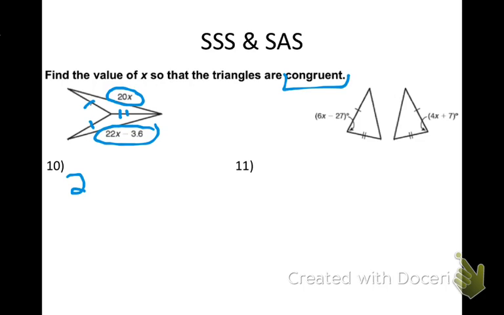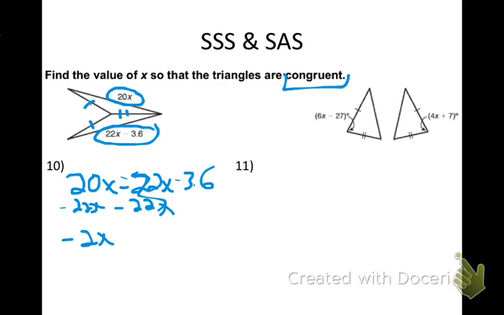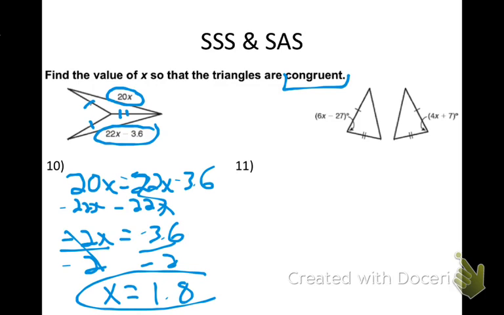Nice job. So 20x equals 22x minus 3.6. And now I just solve for x. So subtract 22x on both sides. Negative 2x equals negative 3.6. Divide by negative 2. Negative 3.6 divided by negative 2 gets me what, Troy? 1.8. Nice job, sir.